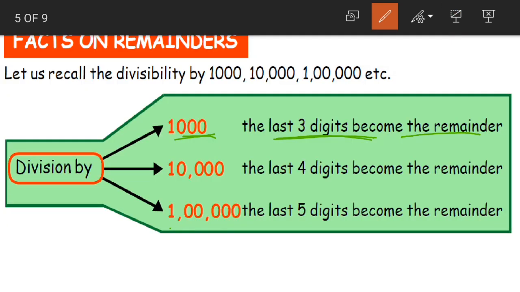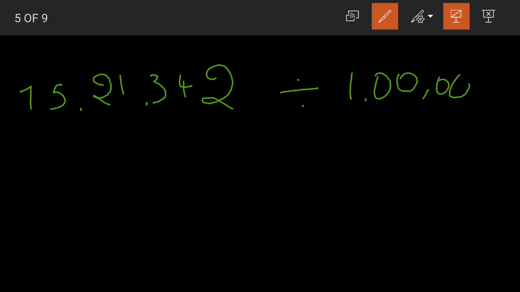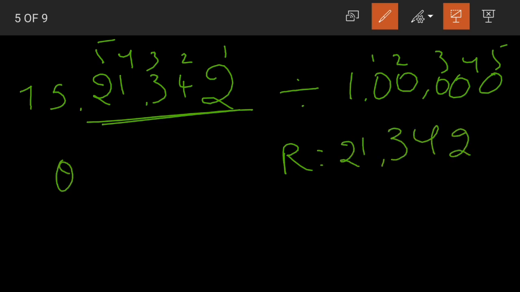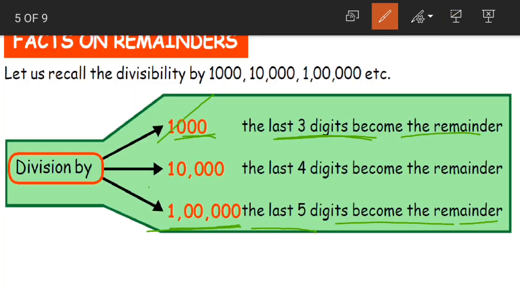So the same is applied to 1 lakh as well. The last 5 digits become the remainder. Suppose 75 lakhs 21,342 divided by 1 lakh. Okay children, 1 lakh has 1, 2, 3, 4, 5 zeros. So the last 5 digits become our remainder. What is this? 21,342. Now coming to the quotient, the remaining digits, that is our 75, becomes the quotient. Okay children. So in this way, even without calculating, you can write the answers for division by 1000, 10,000 and 1 lakh.